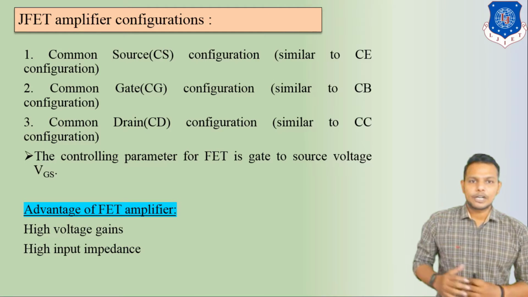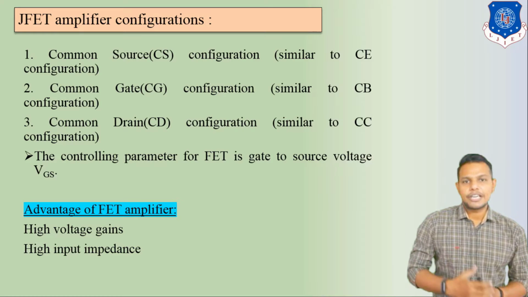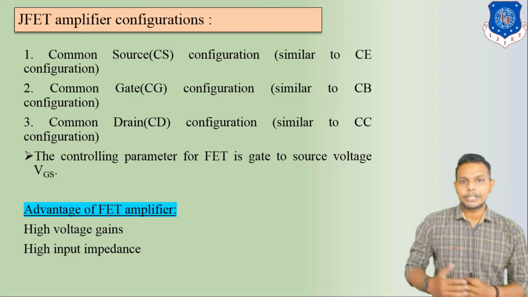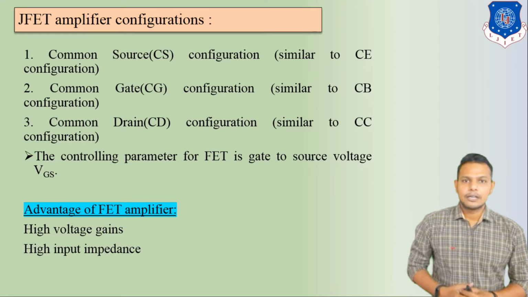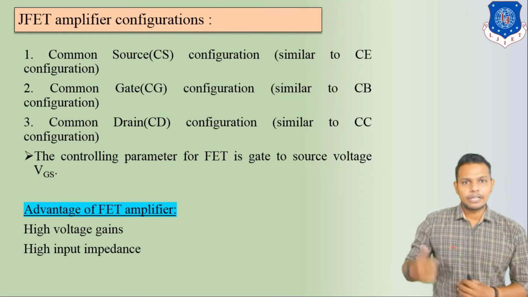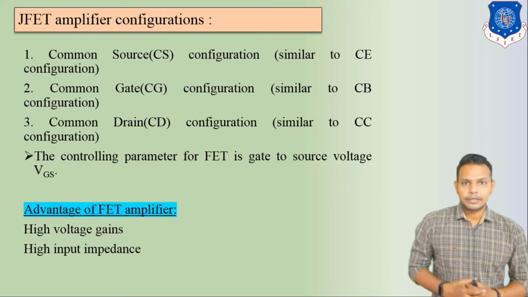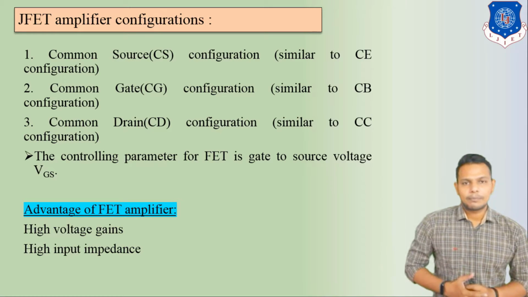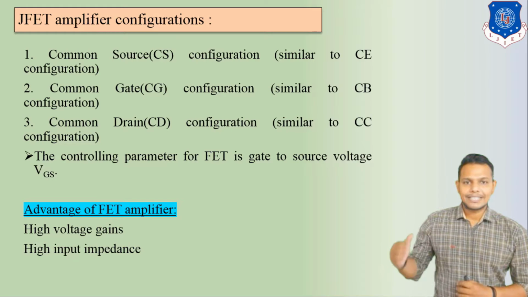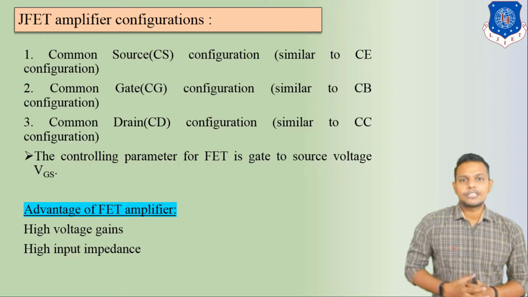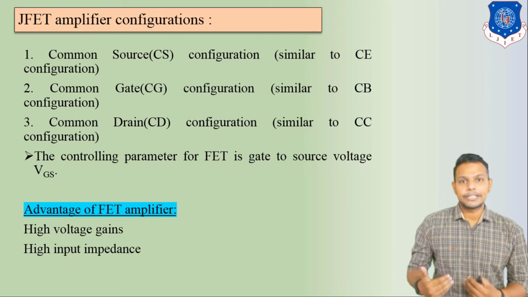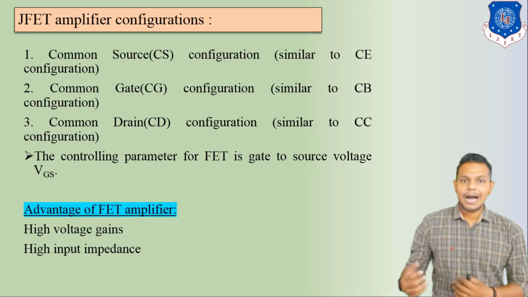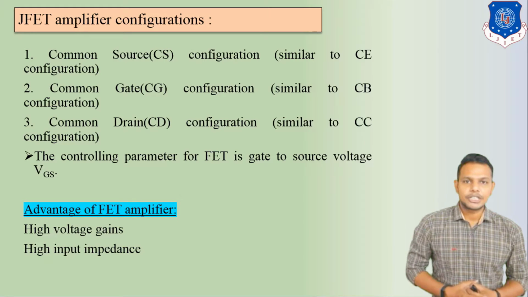Here in FET, the controlling parameter is VGS, which is known as the gate to source voltage. So we have seen in the previous lecture that we apply voltage between the gate and source terminals, and we can control its output current, which is the drain current. So this is the voltage control parameter. Its advantages are high voltage gain, we will get higher voltage gain than the BJT, and high input impedance compared to the BJT. So these are the advantages of FET.